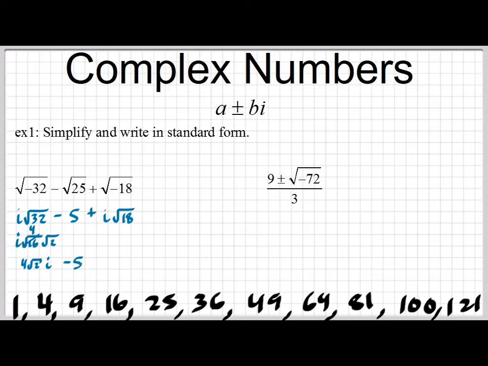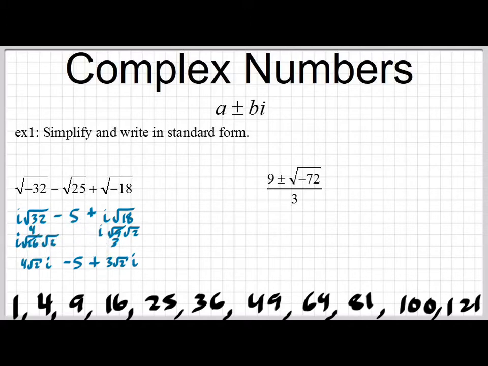Then we have a minus 5 plus, all right, what is the perfect square that divides that? 9. So we have the square root of 9 times the square root of 2. And what is the square root of 9? 3. So we have 3 rad 2 i. Okay, check it out. These radicals are the same. That's good news. So I can add the 4 and the 3 together. They also have the i.